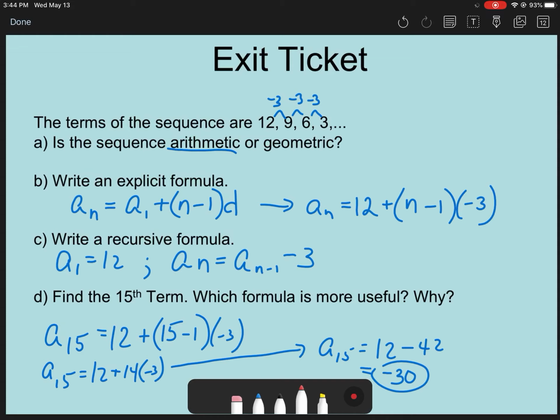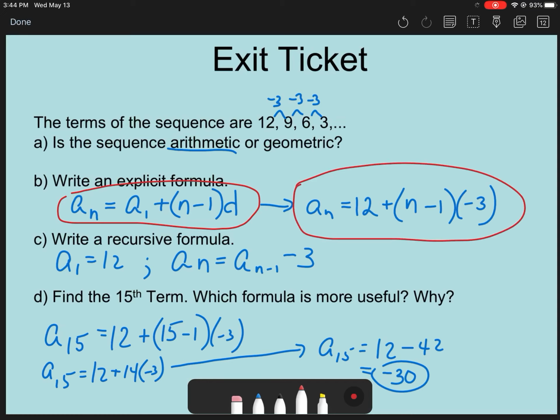The terms of the sequence are 12, 9, 6, and 3. Notice that because we have a common difference, that makes it an arithmetic sequence. We have the explicit formula here. And when they want us to write an explicit formula, they want us to make it specific to the sequence that we have, which is how we write it out here.